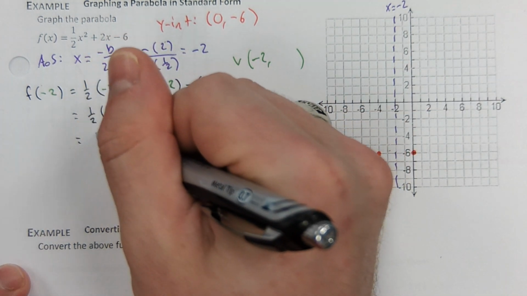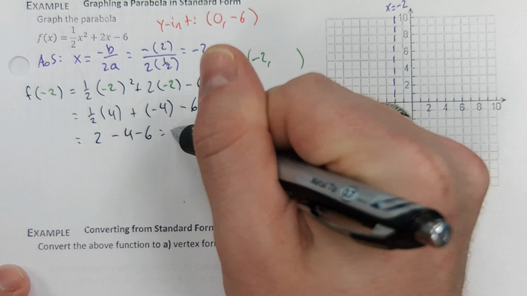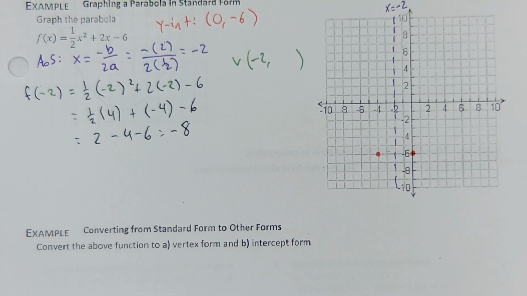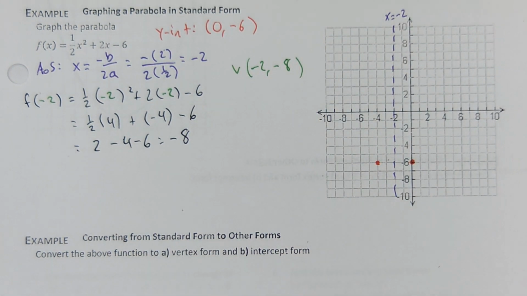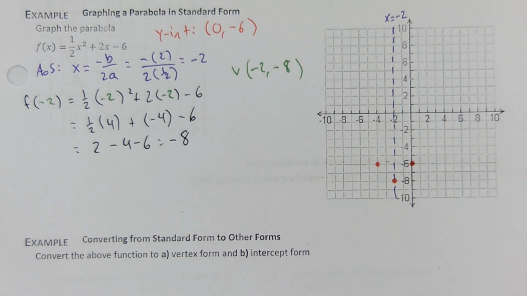Half of 4 is 2. So I have 2 minus 4 minus 6. That's minus 8. The y value of my vertex is negative 8. So on the axis of symmetry, go to y equals negative 8, put a dot, and there it is.